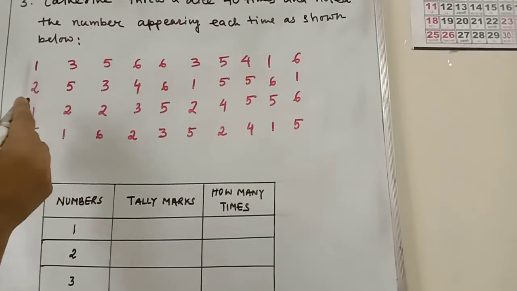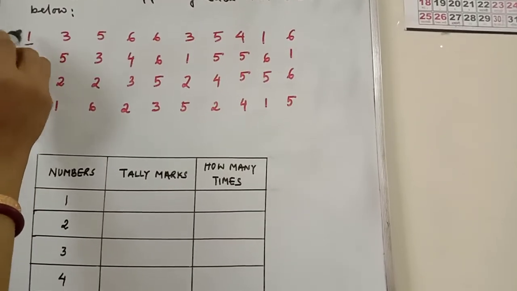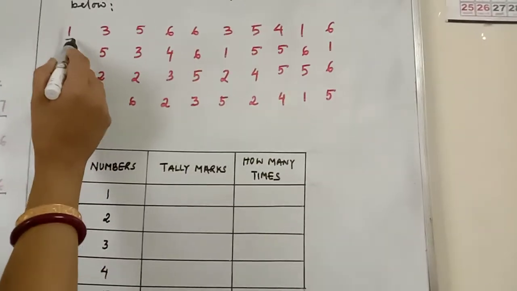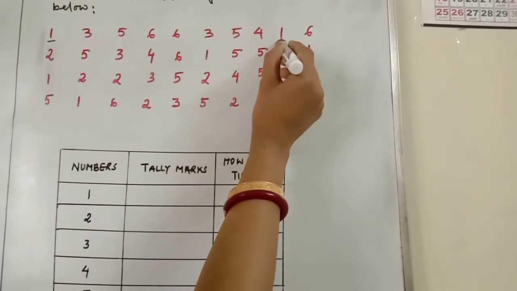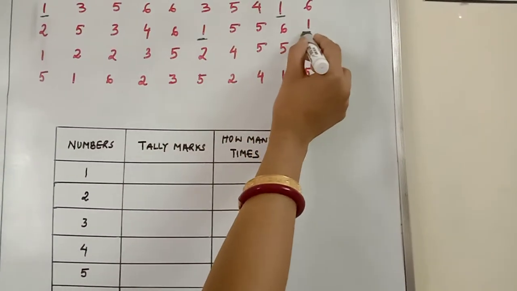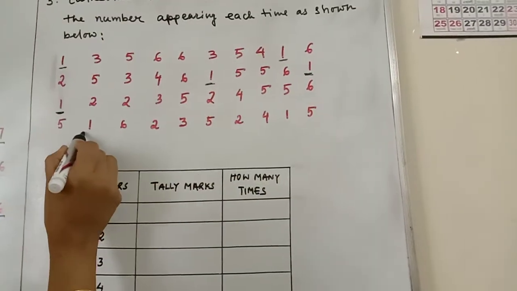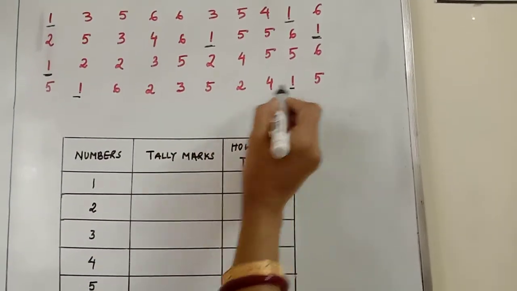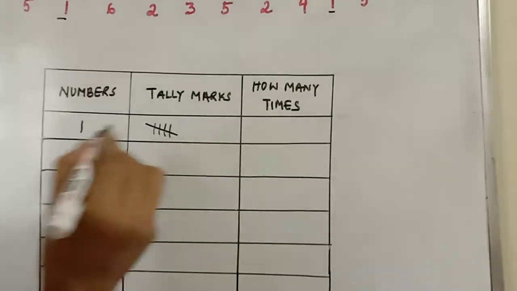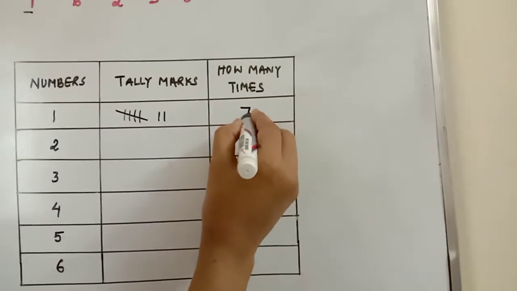Now start finding number 1. How many times did number 1 come? Go through the line continuously. You go to the row and find out. 1, 2, 3, 4, 5, 6, 7. So 7. 1, 2, 3, 4, and you know that 5 is here. 1, 2, 3, 4, 5, 6, 7. This is the tally marks and this is the number.